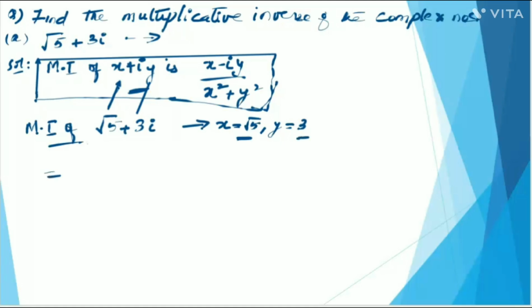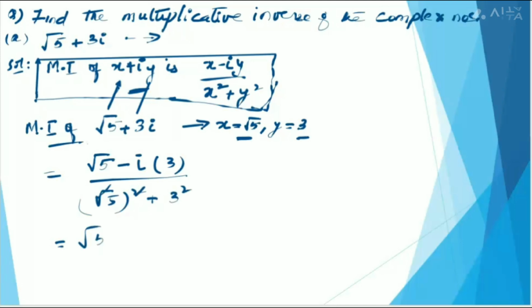Now we'll substitute the value of x and y in the formula. In place of x I will write root 5, minus i as it is, and y is 3, divided by under root 5 whole square is x square, plus y square is 3 square. Square and root get cancelled. This is equals to root 5 minus 3i divided by 5 plus 9 is 14. This is the answer.